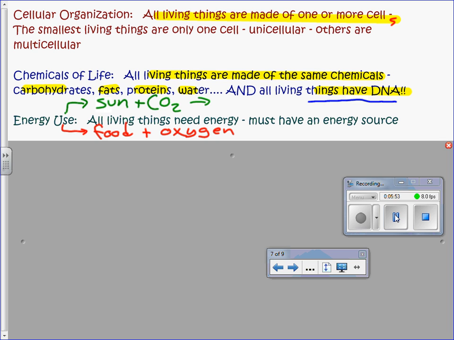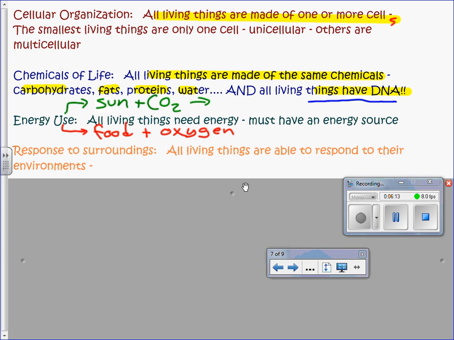Some living things use food and oxygen, but living things must have an energy source in order to get that energy for their cells to grow and muscles to move and all that stuff. Okay? Energy use. The next of the 6 characteristics is response to surroundings. That's pretty straightforward. So all living things respond to their environment.